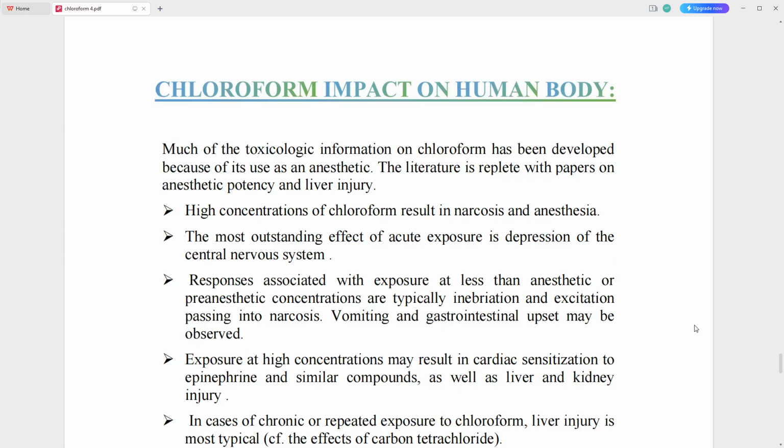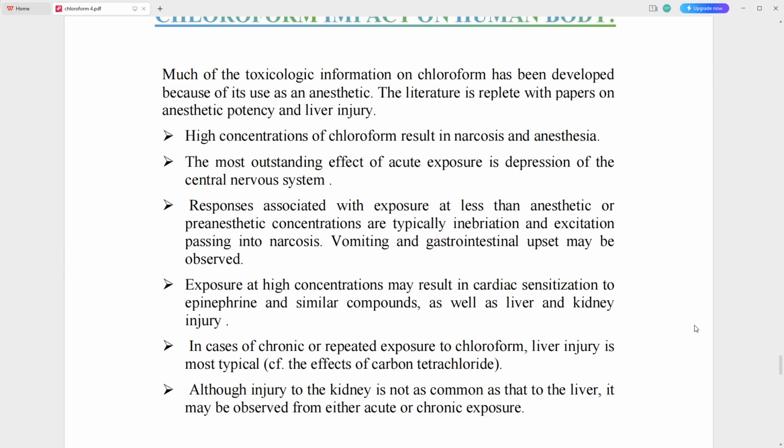Now we will discuss the chloroform impact on the human body. Much of the toxicologic information on chloroform has been developed because of its use as an anesthetic. The literature is replete with papers on anesthetic potency and liver injury. High concentrations of chloroform result in narcosis and anesthesia. The most outstanding effect of acute exposure is depression of the central nervous system. Responses associated with exposure at less than anesthetic or pre-anesthetic concentration are typically inebriation and excitation passing into narcosis.